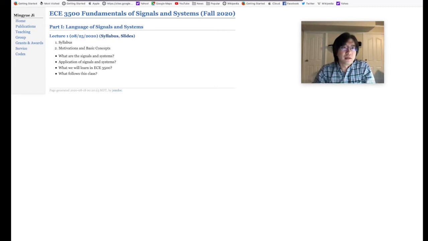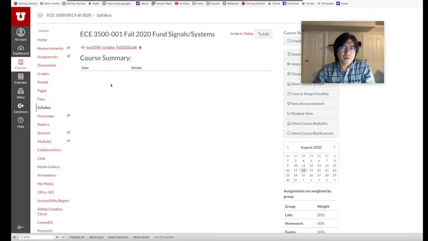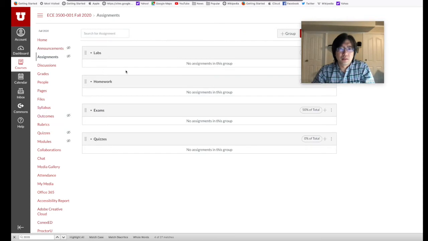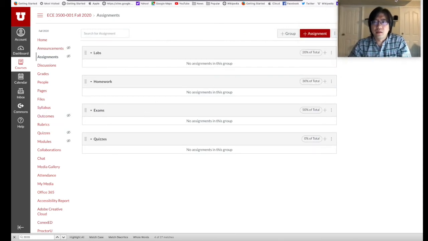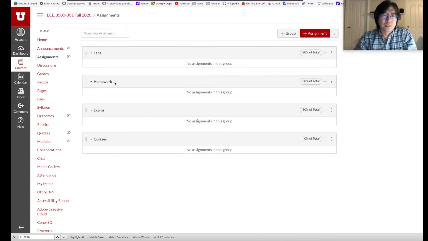On Canvas, you basically use these modules, though I don't usually use the module tool directly. What I use is the assignment site. Here you can see that we're going to have labs, homeworks, exams, and also quizzes. I will talk about them in detail in the syllabus.